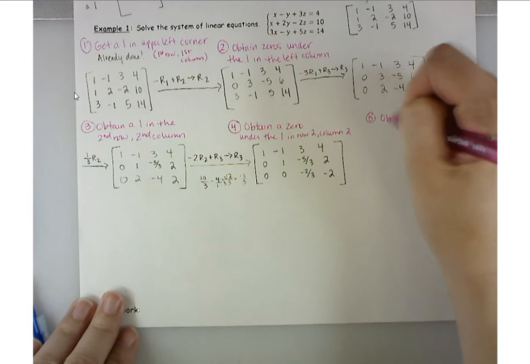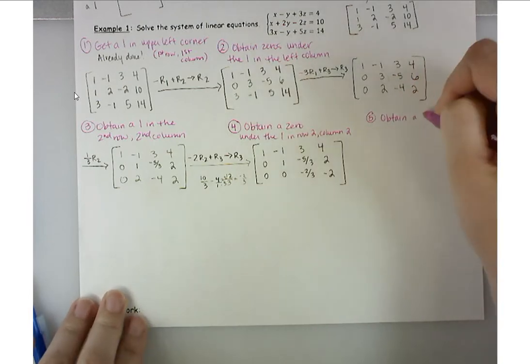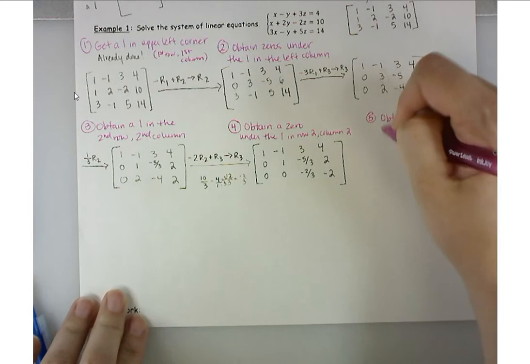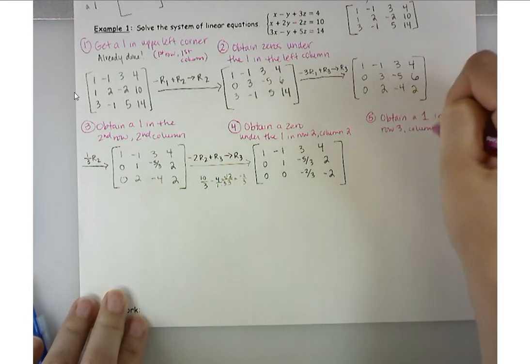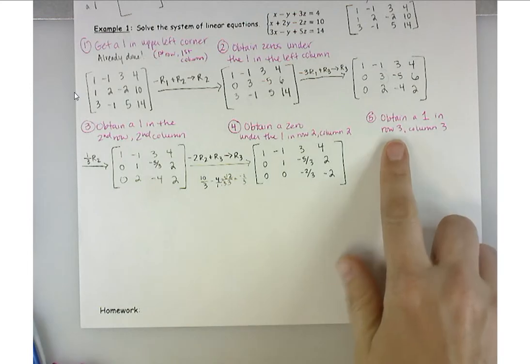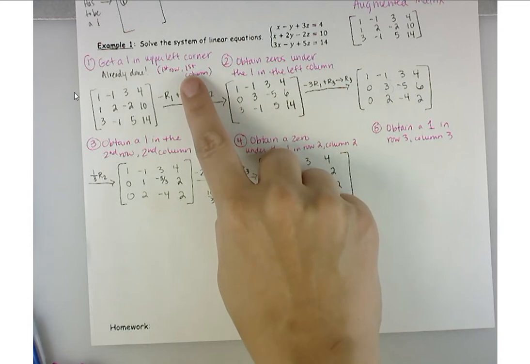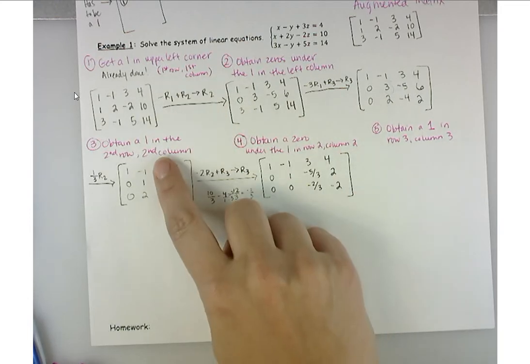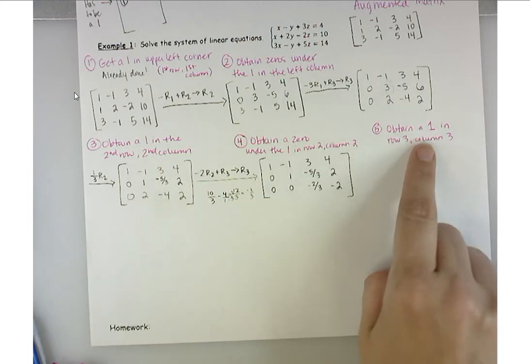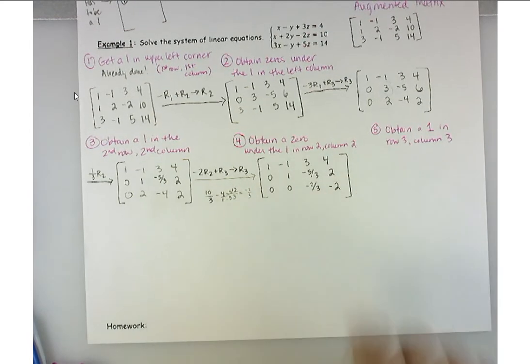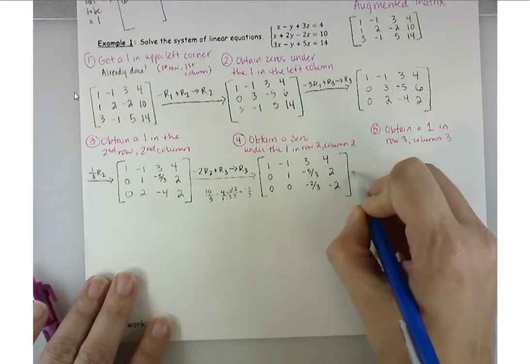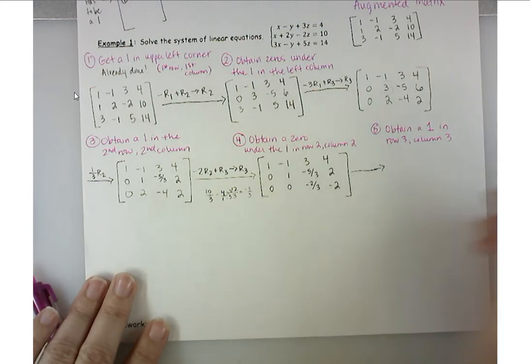obtain what? Where? Good, so obtain a 1 in row 3, column 3. Notice whenever you're obtaining a 1, where the 1s are going to go. So this one was in row 1, column 1. The next one was in what? Row 2, column 2, and this was row 3, column 3. So 1, 1, 2, 2, 3, 3. Right? And then, again, a very simple way to obtain a 1 is to multiply by what? The reciprocal.